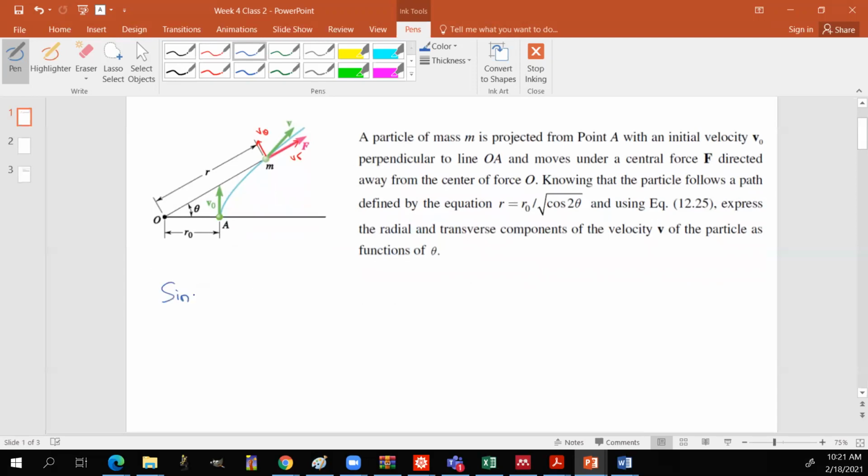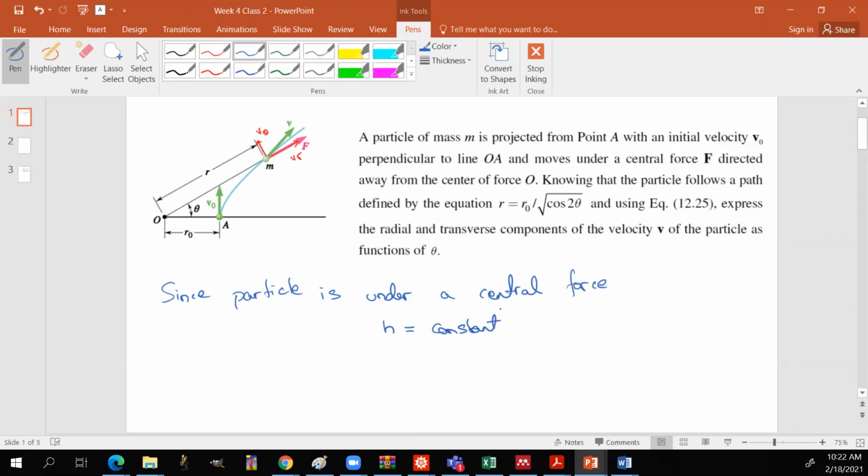Since the particle is under a central force, what can we say about the angular momentum per unit mass, our quantity small h? What can we say about this? Is it going to change? How does it change? What happens to it? Is it constant? It stays constant, right? You have a central force. So we just learned today that it's going to be constant.